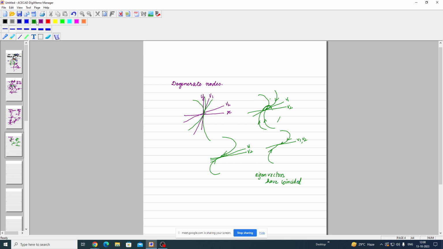So there are two very different things. Degenerate nodes is that eigenvectors are coinciding. So when you calculate, you will get same eigenvectors for different eigenvalues. And then star node is different eigenvectors, same eigenvalues. I hope that is clear. Okay, let's look at other questions.